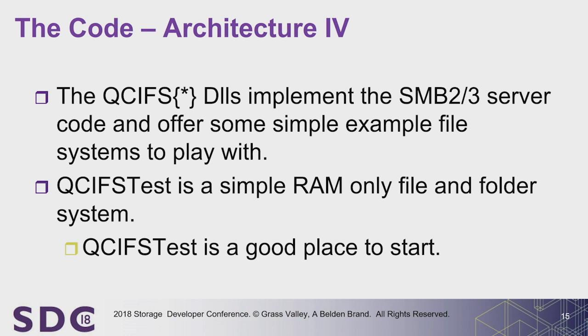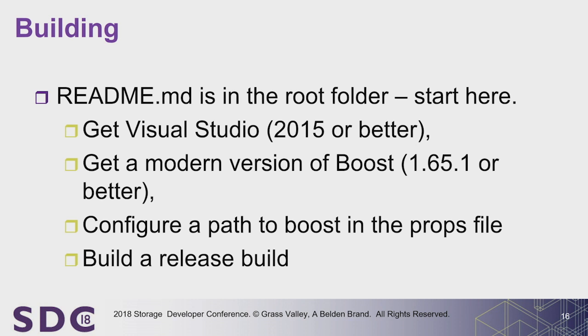So the real meat of what we've got, these DLLs, all start with this word QCIFS. So you can tell it's slightly old, because the company I first worked for was called Quantel, and obviously we're implementing CIFS. So this is now Grass Valley, and we're implementing SMB2 and 3. But I didn't bother changing the names. And the first DLL we're going to talk about in depth is called QCIFSTest, which really is a noddy implementation. But before we get there, I'm going to show you a little bit about the ecosystem we've built.